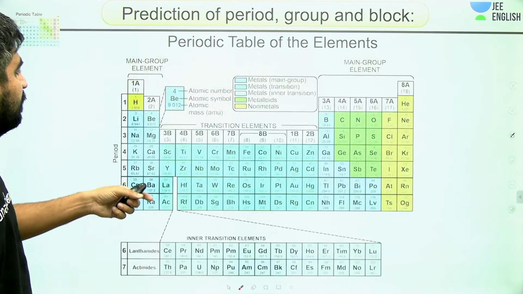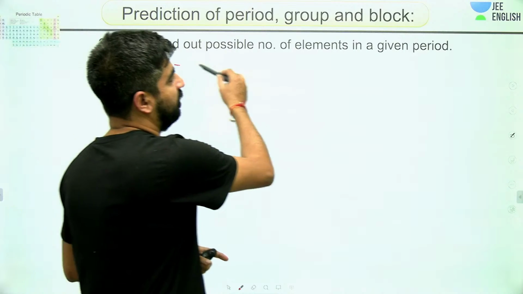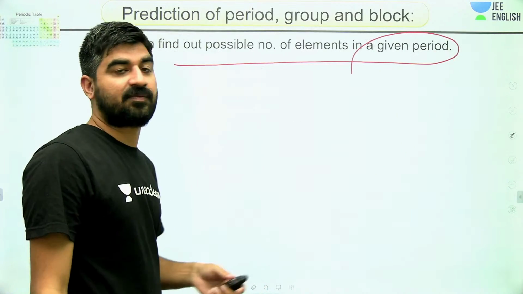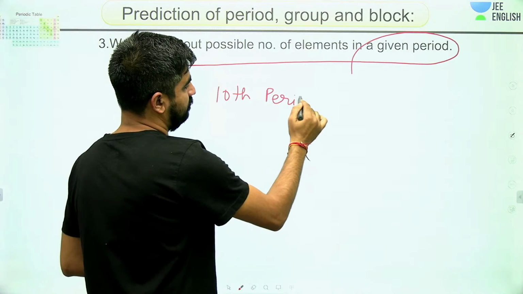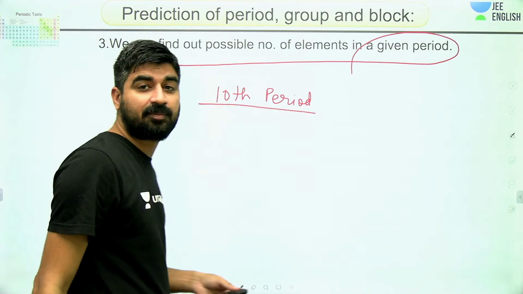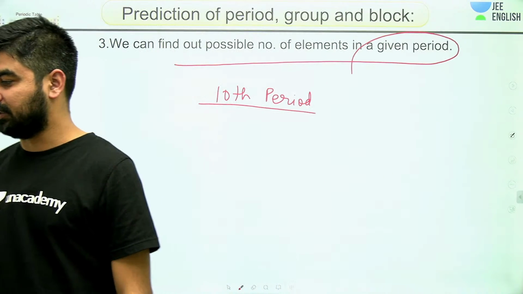For p block and s block, we can find the possible number of elements in a period. Suppose I ask you, in the 10th period, how many elements will be there? So how will you calculate that?